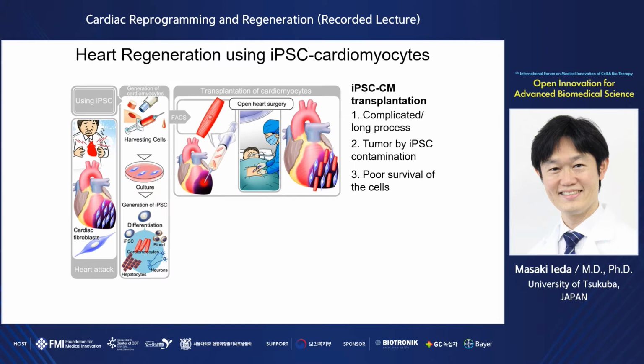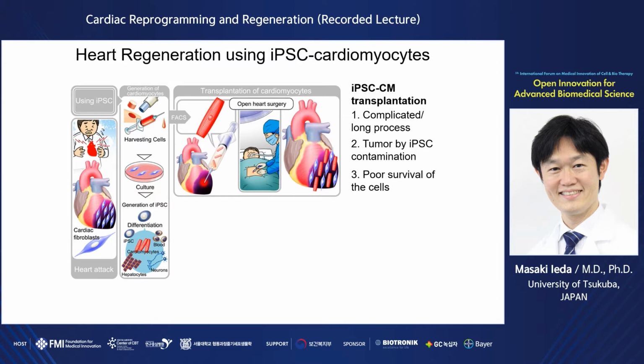If you use iPS cells, first you have to make iPS cells from the patient. You take cells from the patient, culture and expand the cells, and generate iPS cells by using the four factors, and differentiate them into cardiomyocytes. You must purify cardiomyocytes by maybe using FACS, and then transplant the cardiomyocytes via open heart surgery, as shown in this panel.